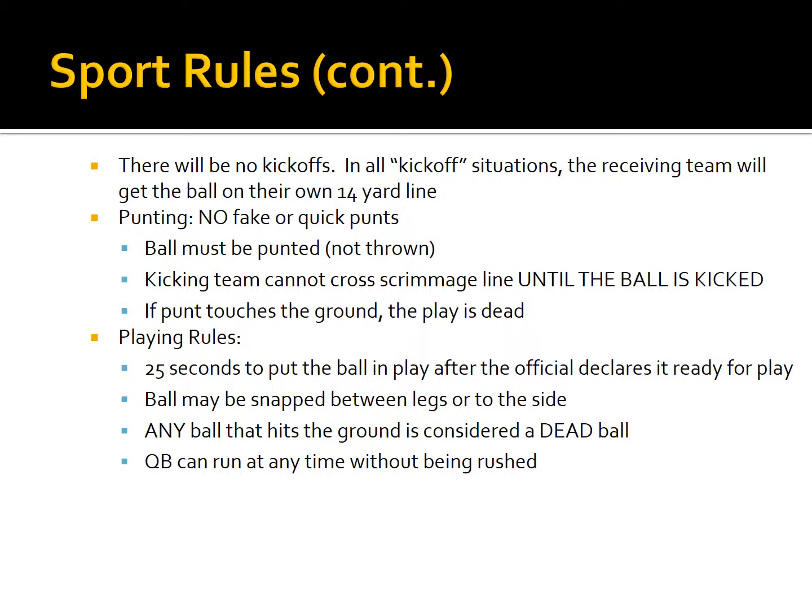If a punt is declared, no fake or quick punts are allowed, and the kicking team cannot cross the line of scrimmage until the ball is kicked. If the punt touches the ground, the play is dead. Teams have 25 seconds to put the ball into play after the official declares it ready for play, and the ball must be snapped between the legs or to the side. Any ball that hits the ground is considered dead, and the quarterback can run at any time without being rushed.